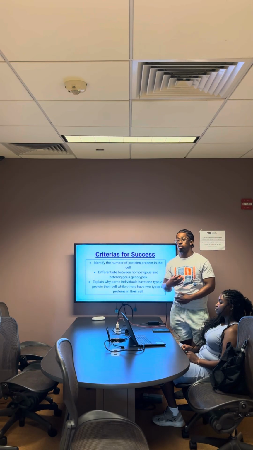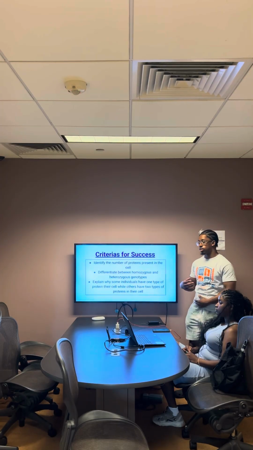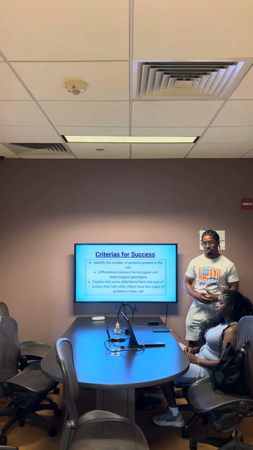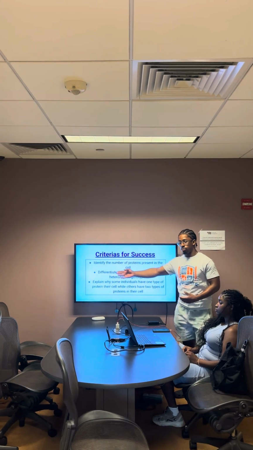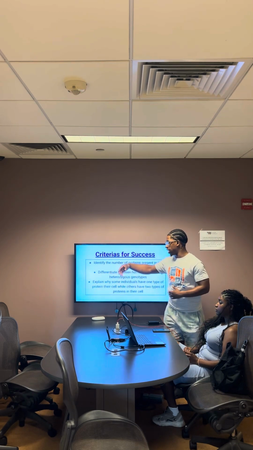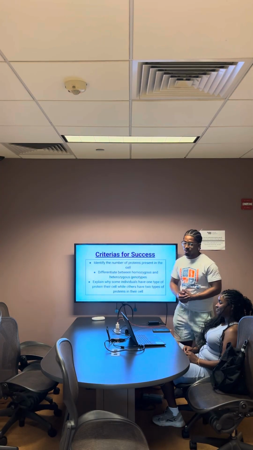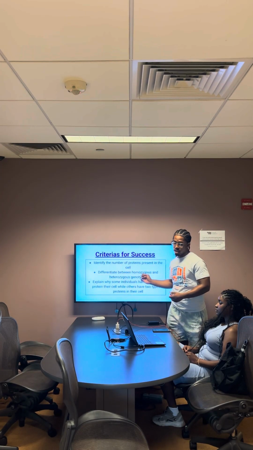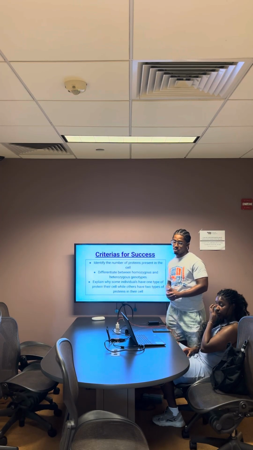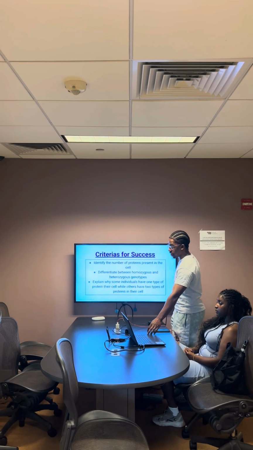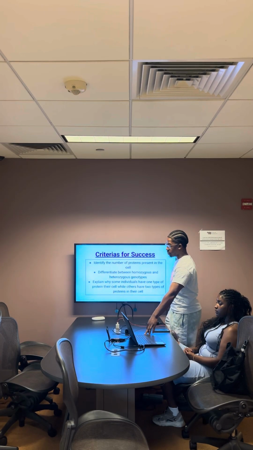So the first thing we're gonna do for our criteria for success, in order to be successful, we're gonna identify the number of proteins that are present in a cell, right? We're gonna go more into that in a second. We're gonna differentiate, sorry, I struggled with that word, between homozygous and heterozygous genotypes. Again, we're gonna make sure we know the difference between homozygous and heterozygous genotypes. And then we're going to explain why some individuals may have one type of protein in their body cell, while others have 2 types of protein in their cell.